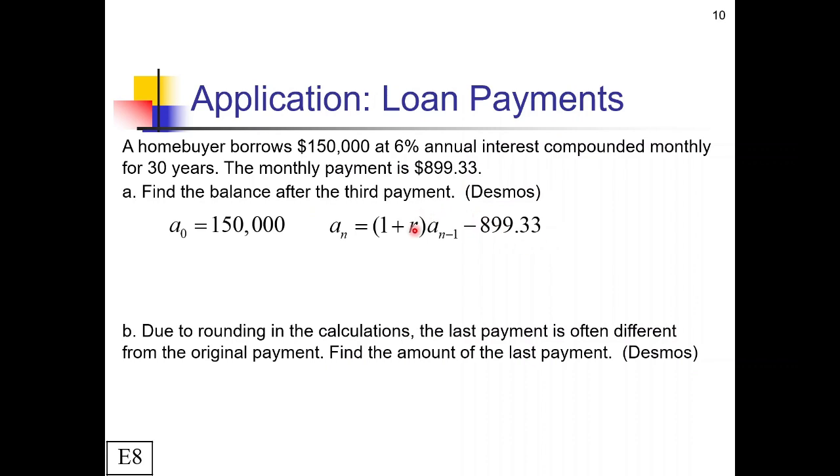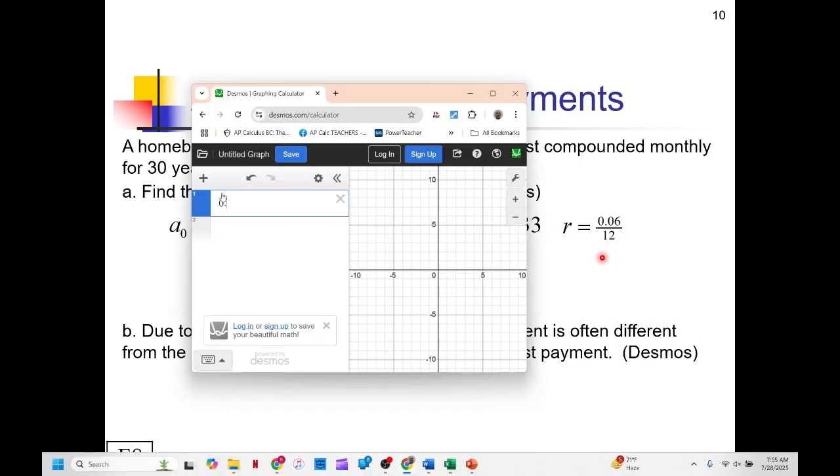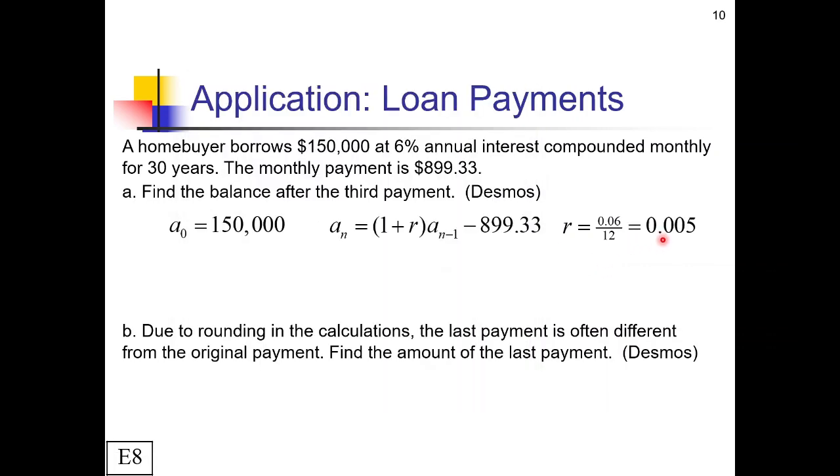Now what is this r value? Here we have to be a little bit more careful. This is annual interest, but we need monthly interest. So we're going to have to do 6 divided by 12 to get this particular r value. So 0.06 divided by 12, because it's a decimal that we're using. Let's go on Desmos and find that. So 0.06 divided by 12 gives us 0.005. So that's the r that we're using here.